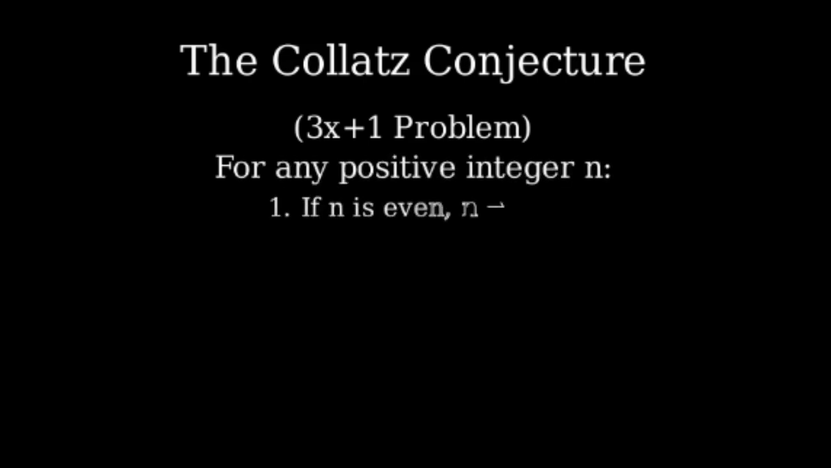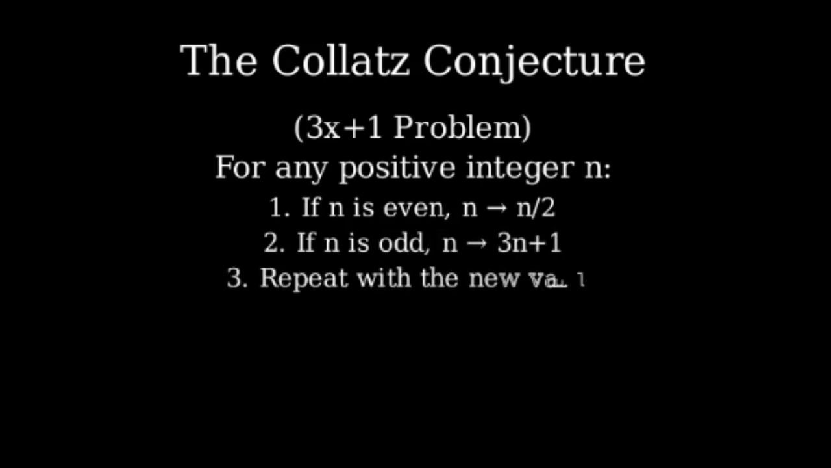most difficult to solve problems in mathematics. Let's start with the standard formulation of the Collatz conjecture. Take any positive integer. If the number is even, divide it by 2. If it's odd, multiply it by 3 and add 1. Now repeat this process with the new number.